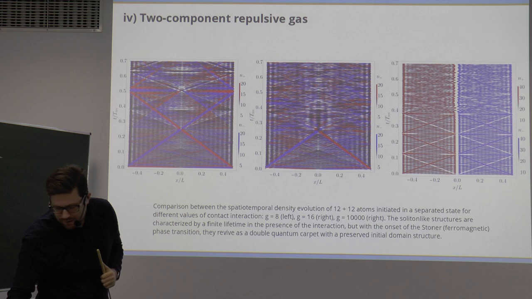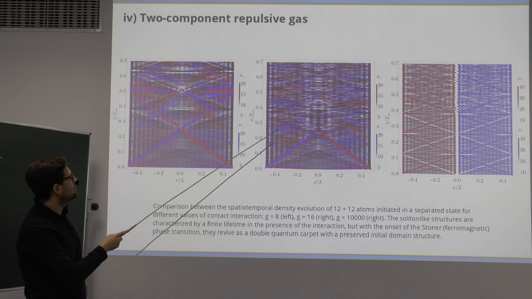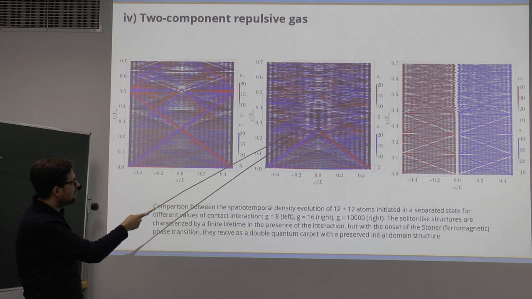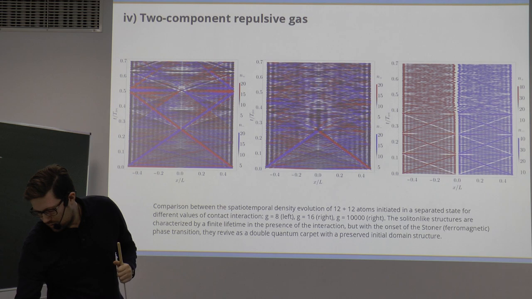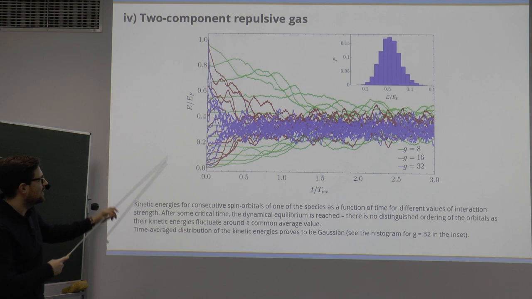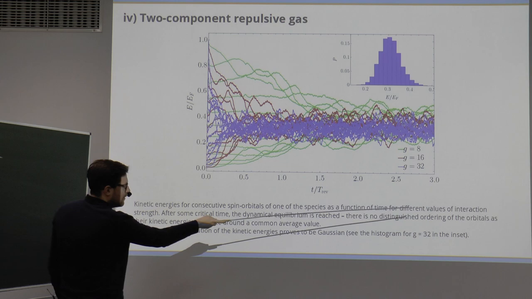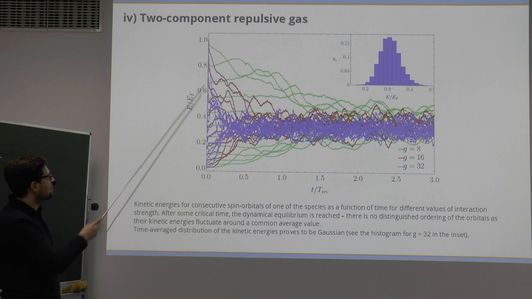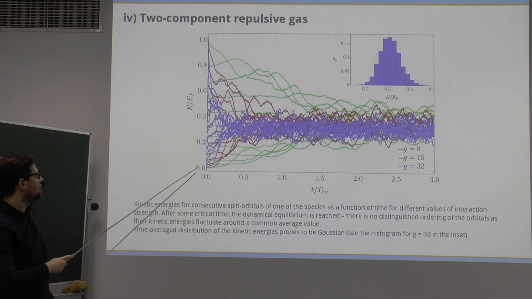And we also made a connection, because we wanted to know what the lifetime of these structures is depending on g. We just wanted to associate it with something, and so we made this nice picture. I'm going to tell you what is on the different axes. So here we have just an evolution. Different colors mean different interactions, and different lines mean different orbitals. So here we have 12 orbitals.